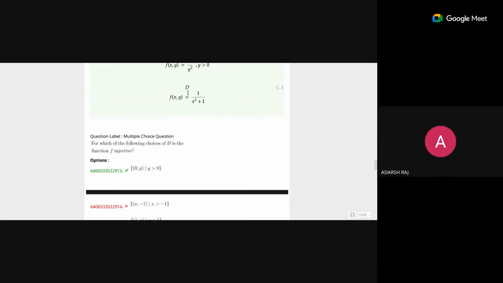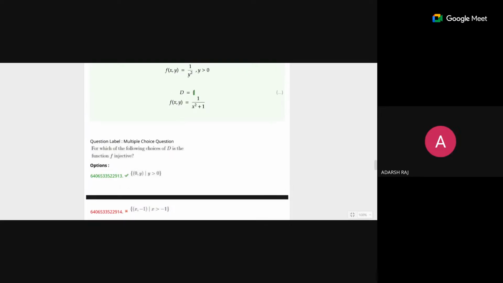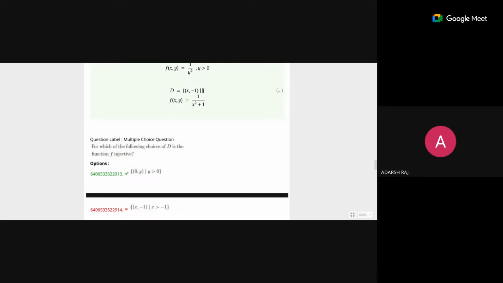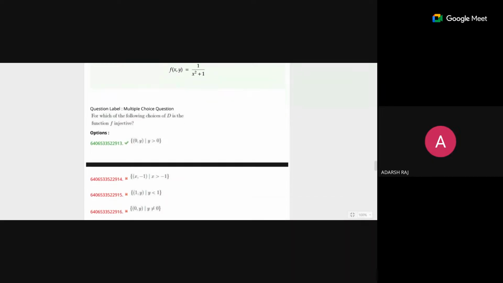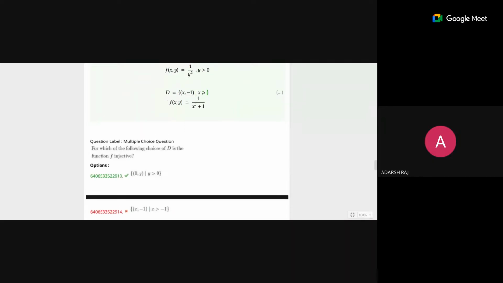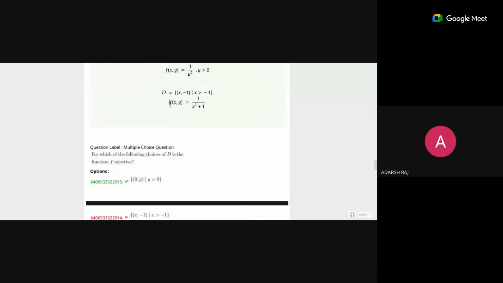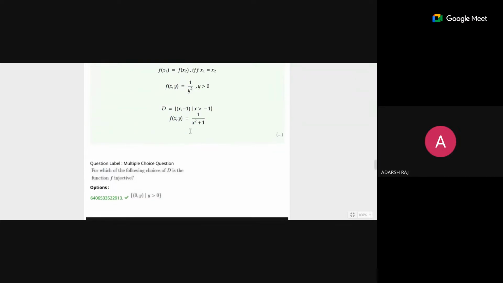Here the domain is y, x is greater than -1. So now we have to check whether this function is injective or not. How do we check whether this function is injective? If it is injective, then for every x we get a unique value.